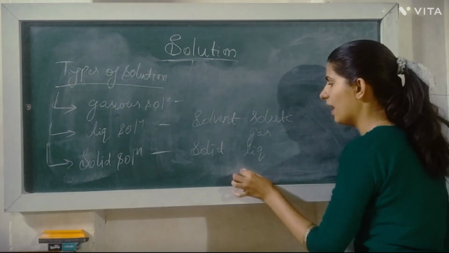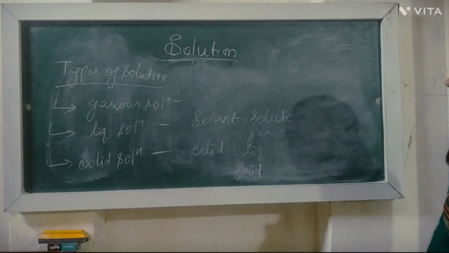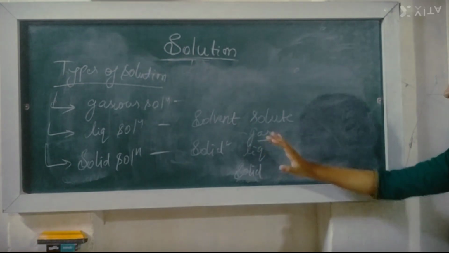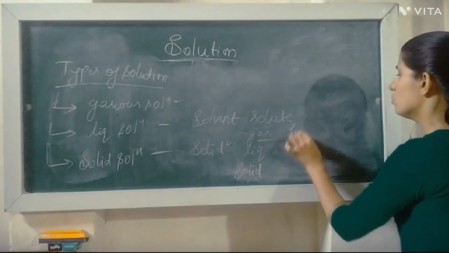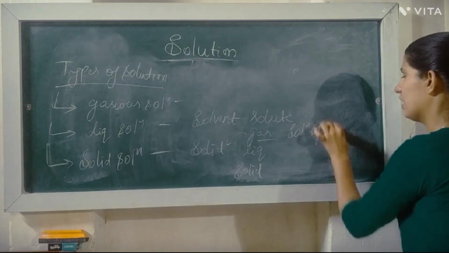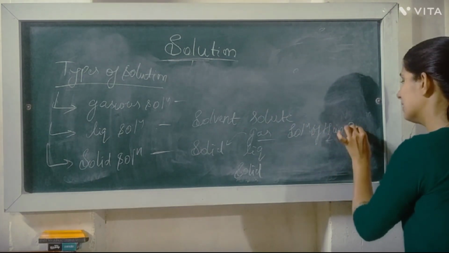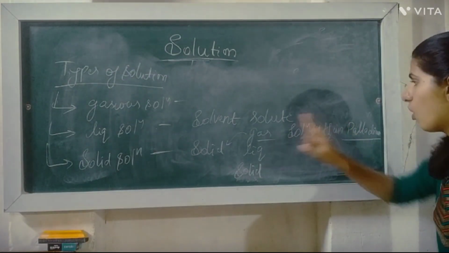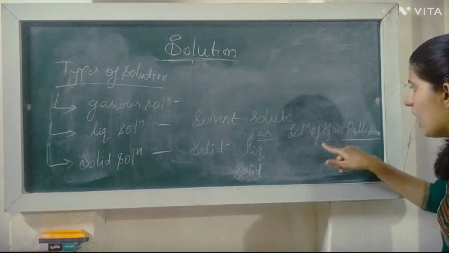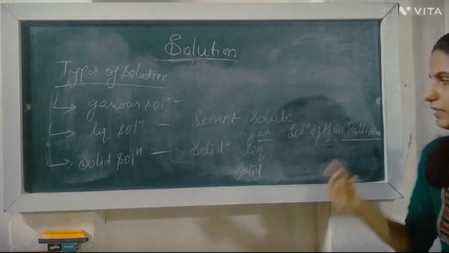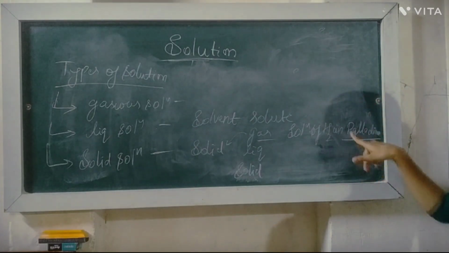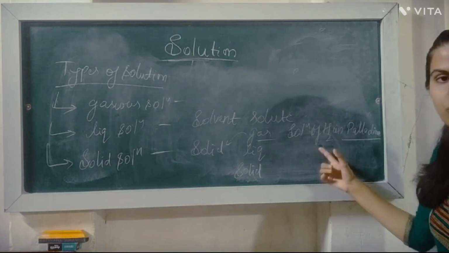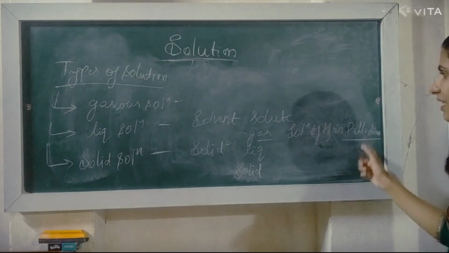Now tell me, gas in a solid. We have an example: solution of H2 in palladium. Palladium is what? It's a solid. H2 is a gas. When H2 is added to palladium, this palladium is a metal which absorbs the hydrogen, okay, and we get a solid solution. So this is an example for gas in solid.